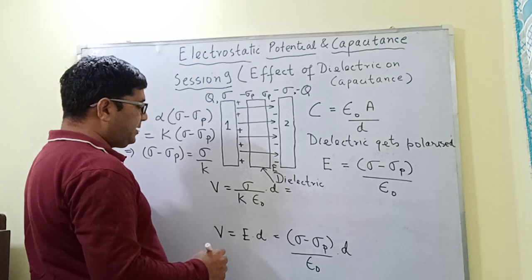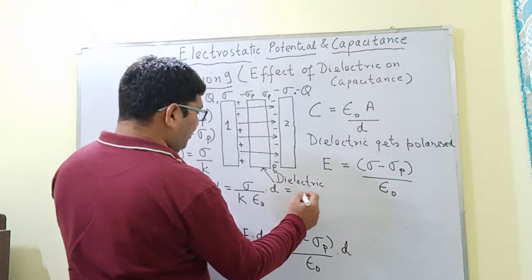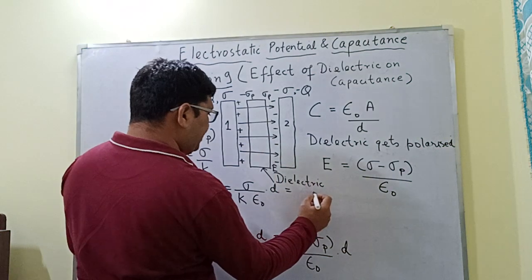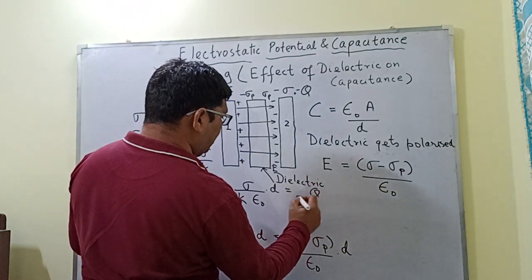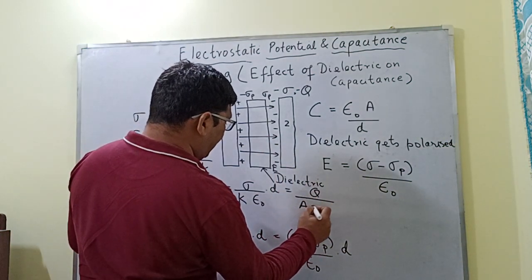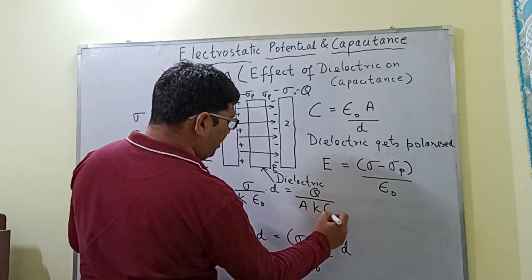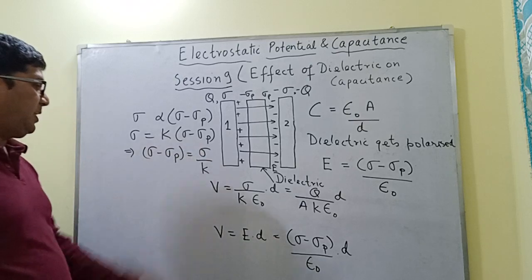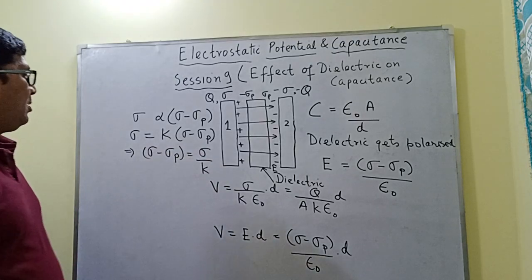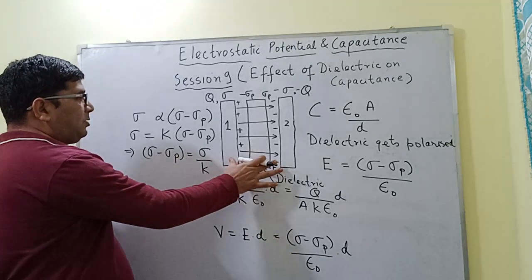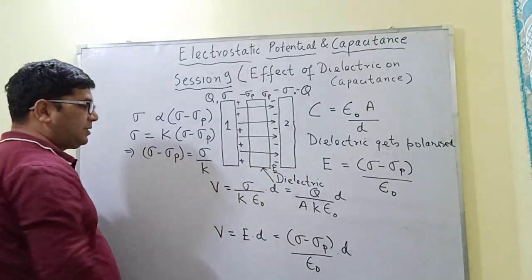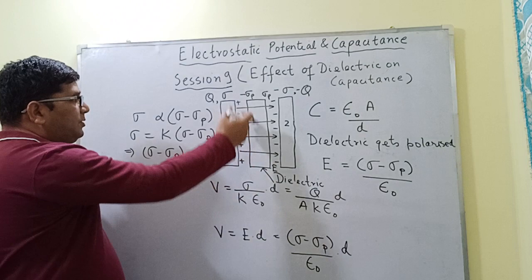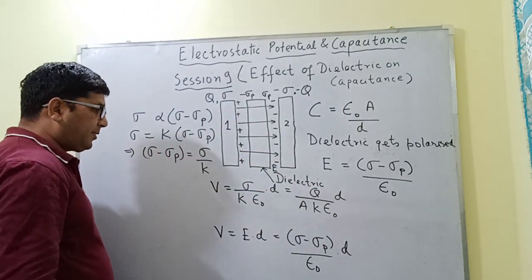Now sigma is the surface charge density, so we can replace this sigma by Q upon A. V is Q divided by A k epsilon naught, into d. So this is the potential difference across this capacitor due to the insertion of a dielectric.